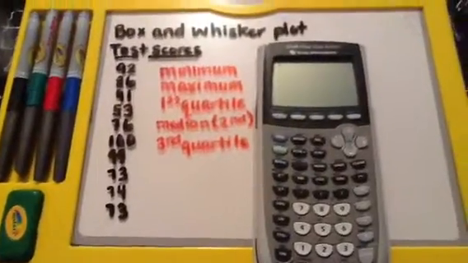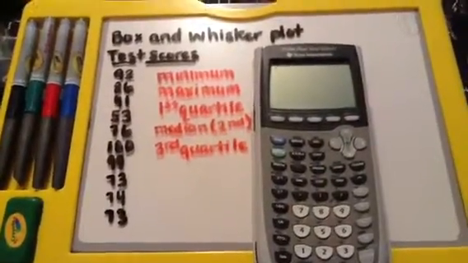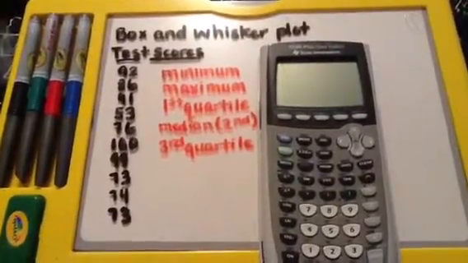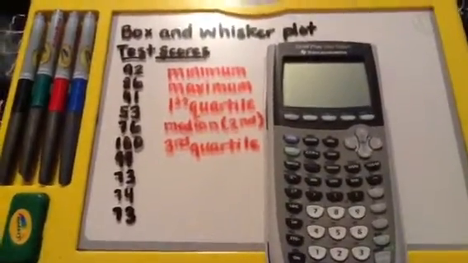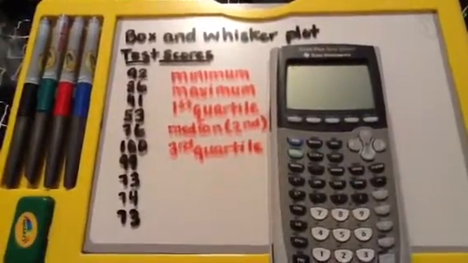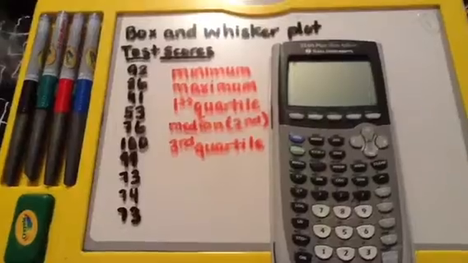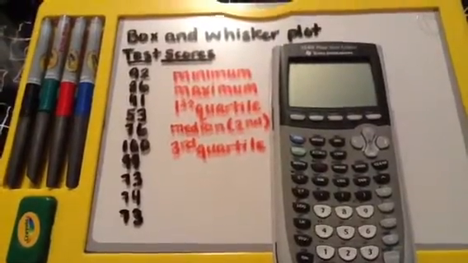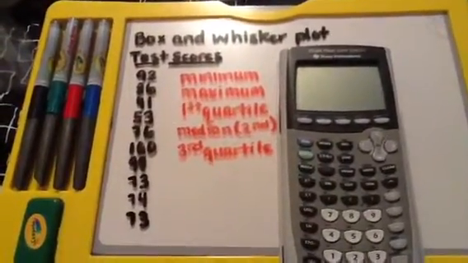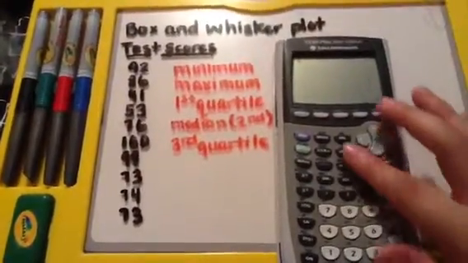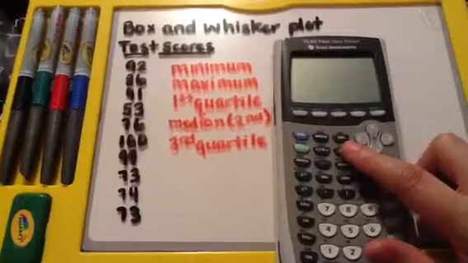I will be showing you how to graph a box and whisker plot using your graphing calculator. If you notice, we have 10 test scores listed. Typically, you would have to find the minimum, maximum, first quartile, the median, and the third quartile on your own, and then you would go ahead and construct the box and whisker plot. However, you can also enter that information on your calculator.